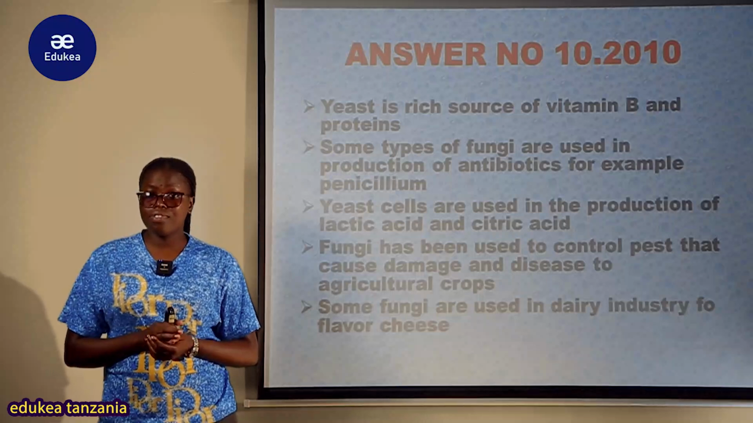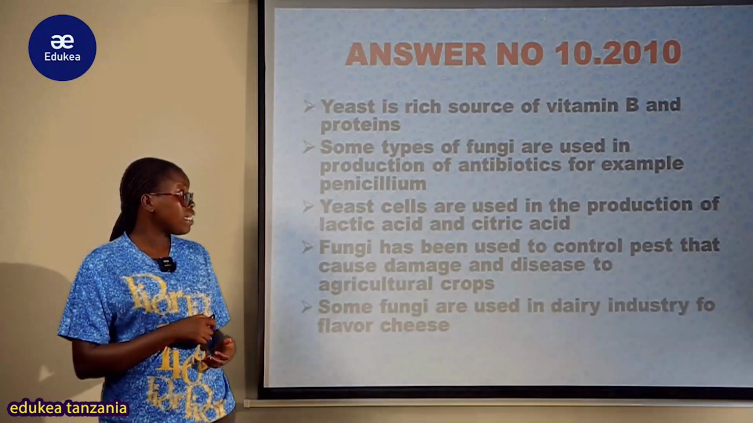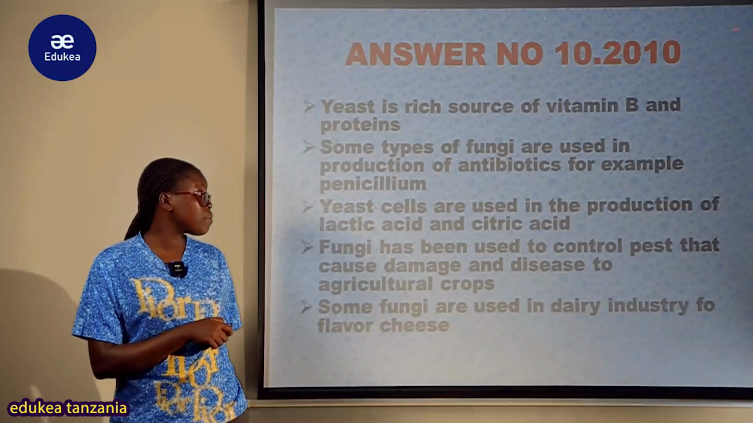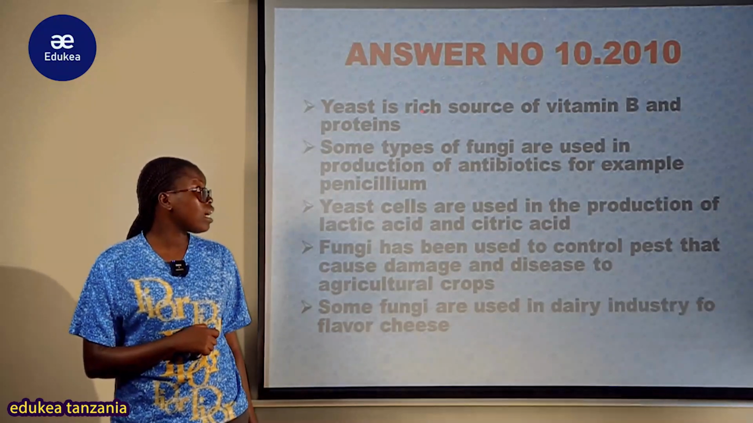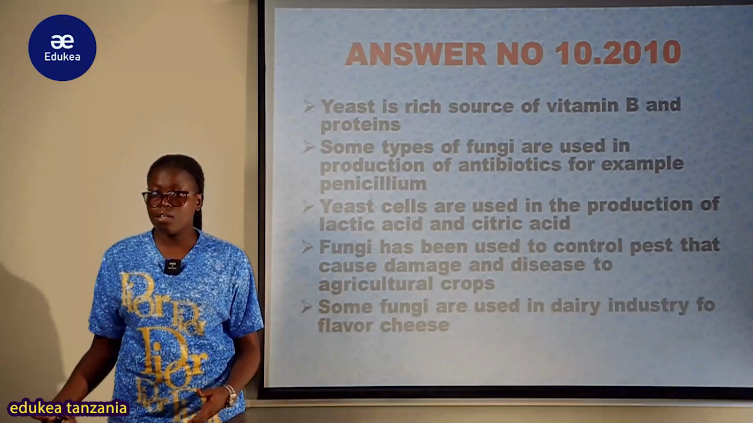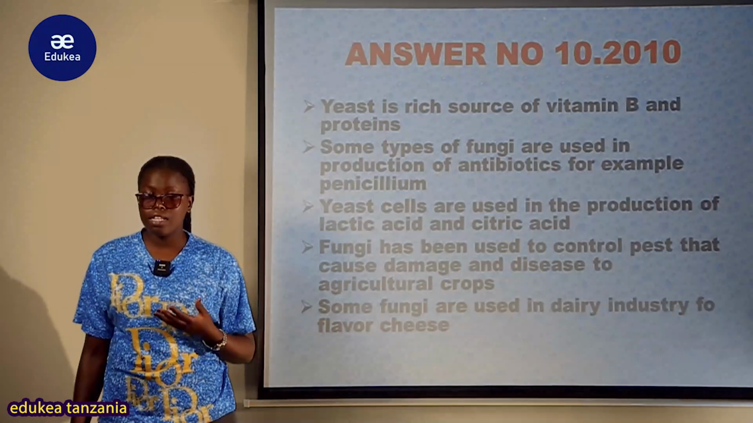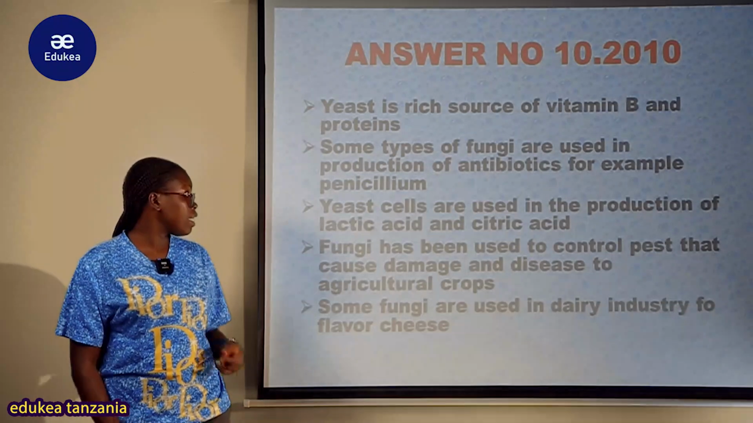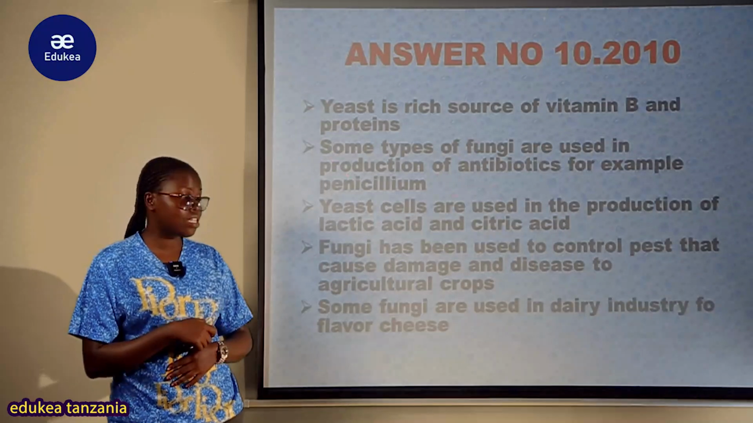Another advantages of the members of the kingdom fungi ni kwamba kuna yeast, ambao yeast is a rich source of vitamin B pamoja na protein. Huyo hapa yeast yeye anakuwa ana vitamin B pamoja na protein. Unajua protein ina kazi gani mwilini, na vile vile vitamin B ina kazi gani mwilini, so they provide hivi vitu. Kingine, some types of fungi are used in production of antibiotic, for example penicillium.